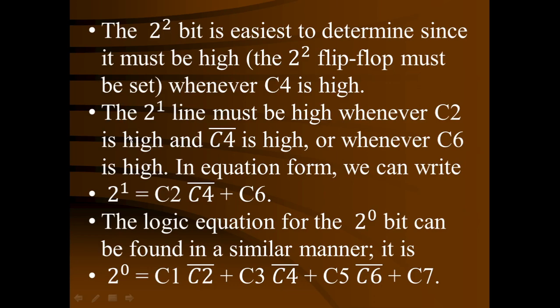Similarly, we can think about the 2 raised to 1 line. It must be high whenever C2 is high and C4 bar is high, or whenever C6 is high. In equation form, we can write 2 raised to 1 is equal to C2 and C4 bar, or C6. That is the Boolean equation for the 2 raised to 1 bit.